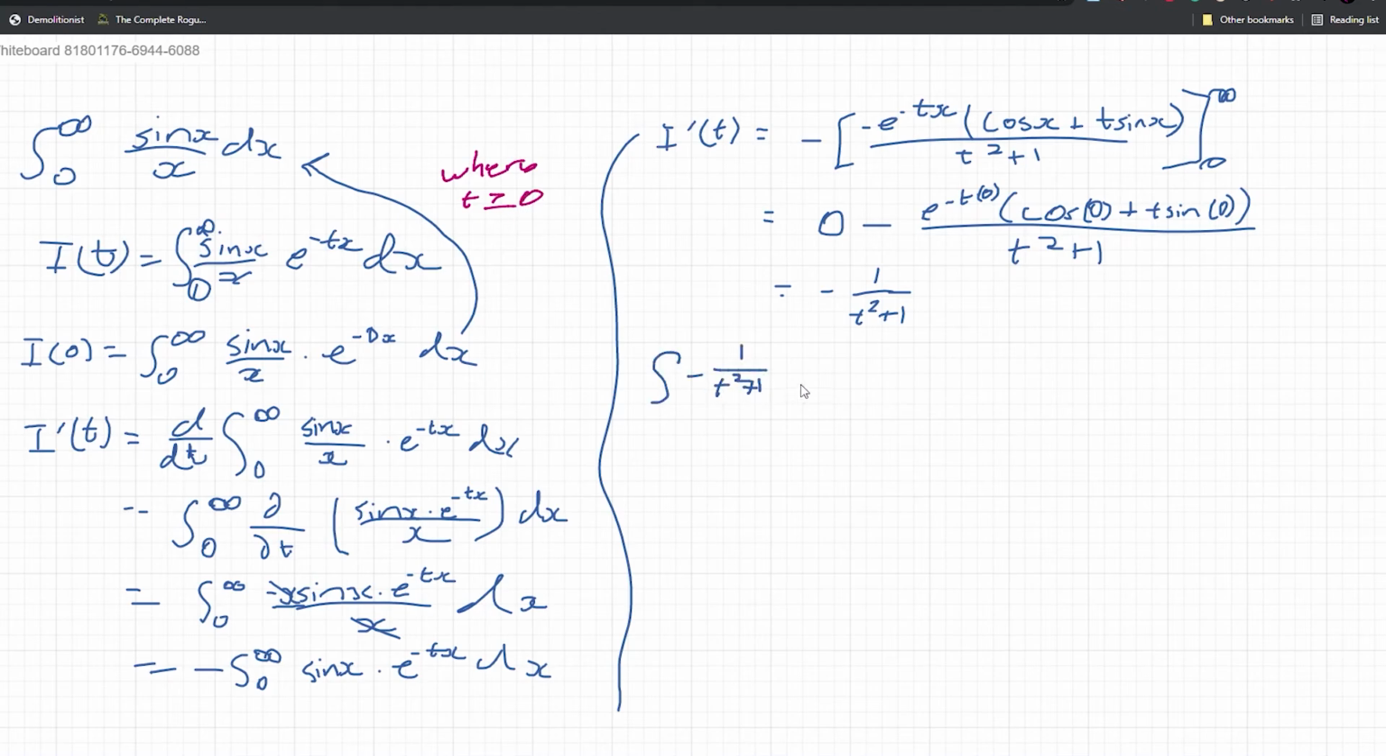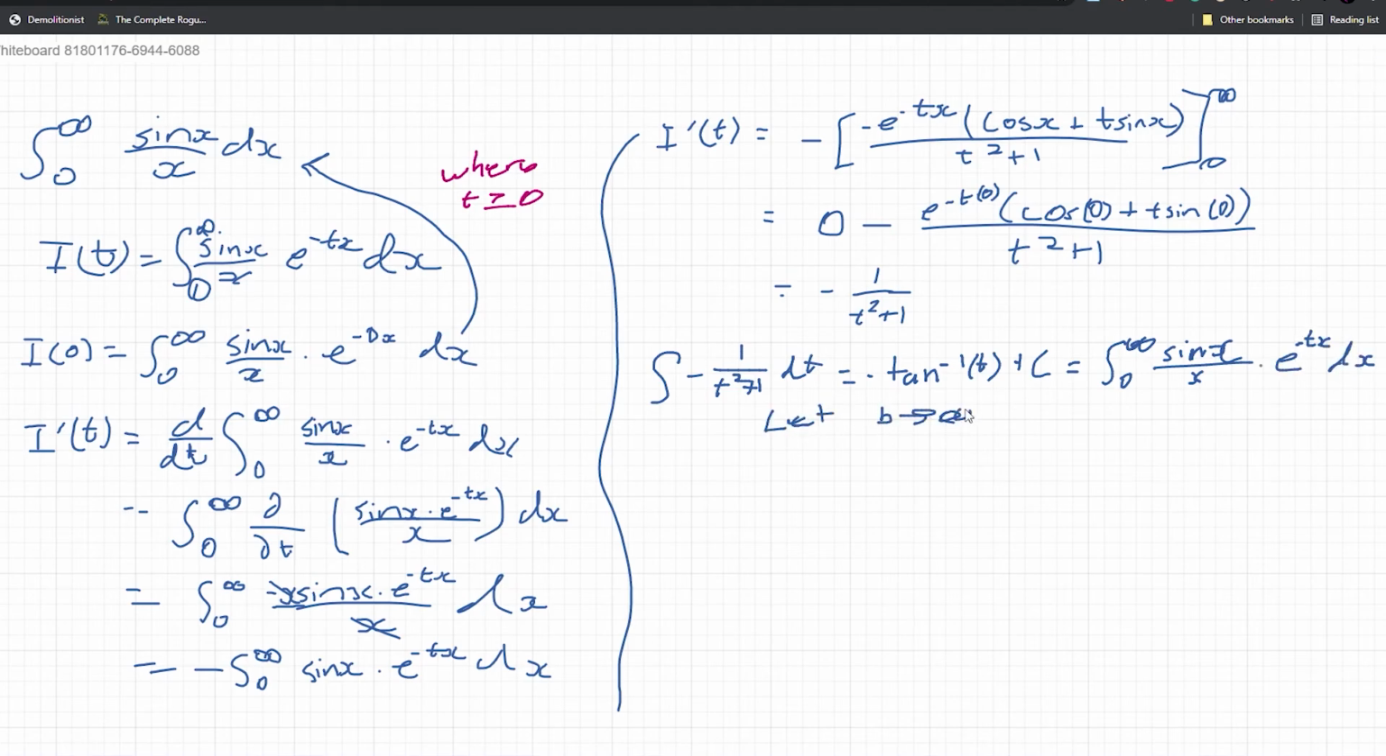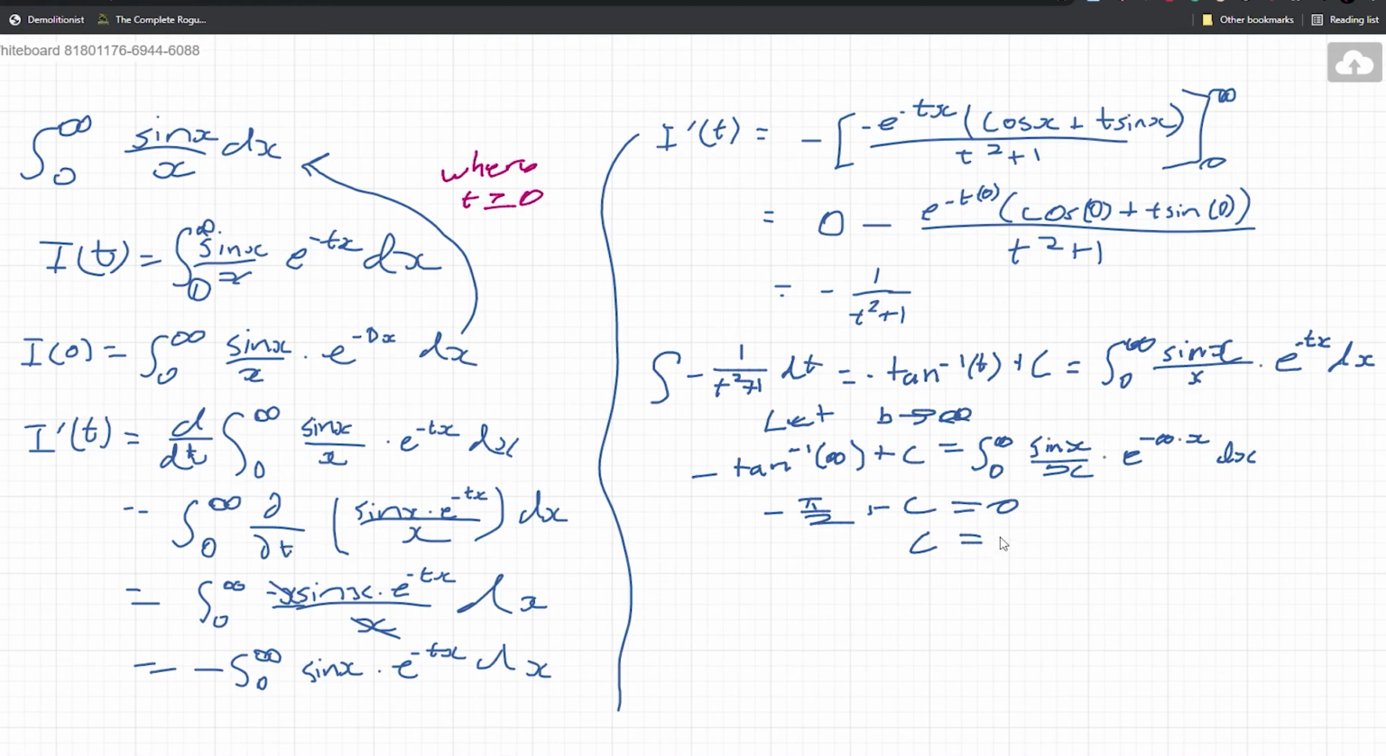We integrate I dash t now to get negative inverse tan t plus c, and integrating I dash t just gives us I again, so we can make those equal, and so then we let t approach infinity, which ultimately results in giving us negative pi on 2 plus c equals 0, which then means c equals pi on 2, so therefore I of t equals negative inverse tan t plus pi on 2.